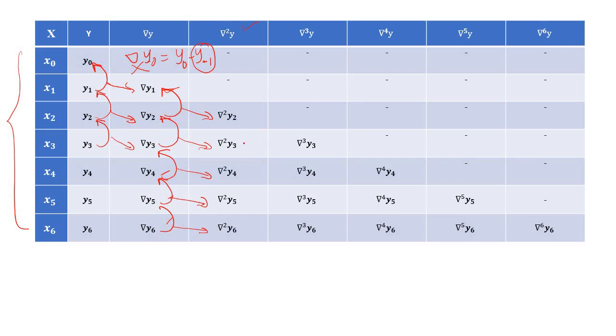In almost similar manner, we can find the third order differences. That is, the difference of the second order backward differences gives the third order. Similarly, I can go for fourth order, fifth order, sixth order. Same thing here.